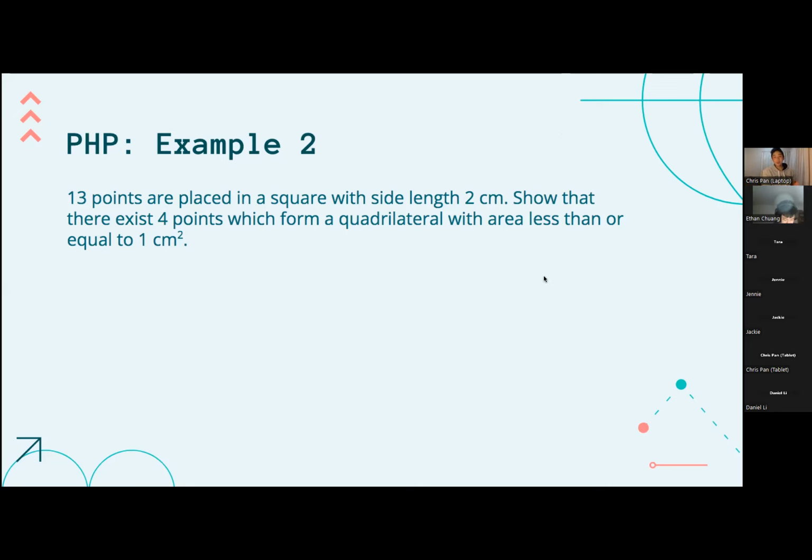13 points are placed in a square with side 2 centimeters. Show that there exist 4 points which form a quadrilateral with area less than or equal to 1 centimeter squared.